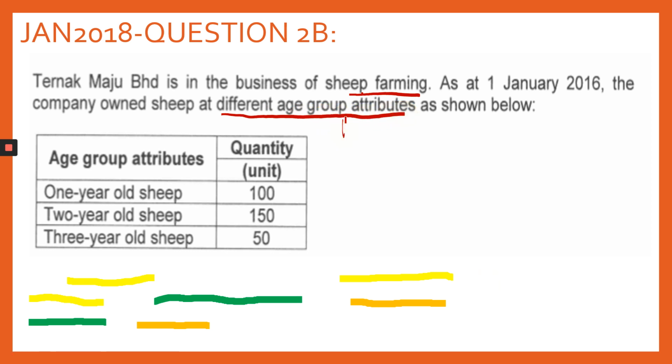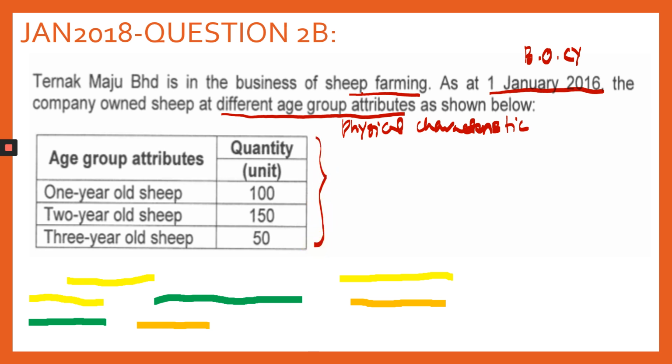So these are the different physical characteristics. These are the age groups that you have as at the beginning of the current period. So 1st of January is the beginning of the current period. And this is what you have in your accounts, or the biological asset account, as at that date. But the balance here is in quantity. You may have to convert them into units. So there are different age groups here: 1-year-old, 2-year-old, and 3-year-old. Those are the different physical characteristics which are related to the age attribute.